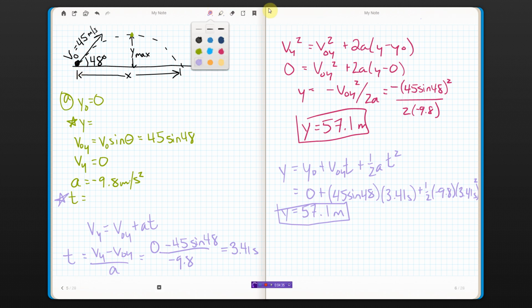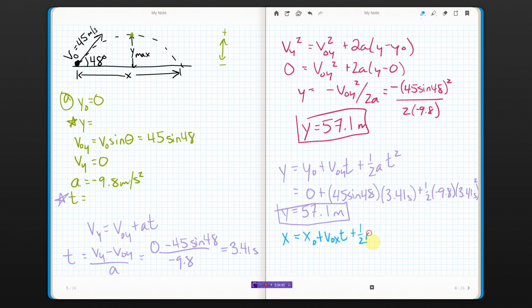Because I'm going to use x equals x naught plus v naught x t plus 1/2 at squared, keeping in mind that a is 0, starting at 0. So really what I have is the range is v naught x t, but be careful here. This time is the time for going up and down. This time over here was just for going up.